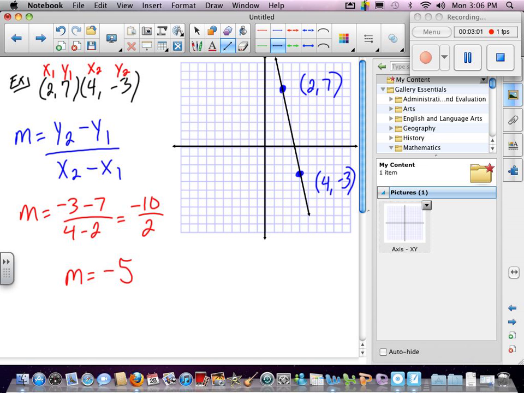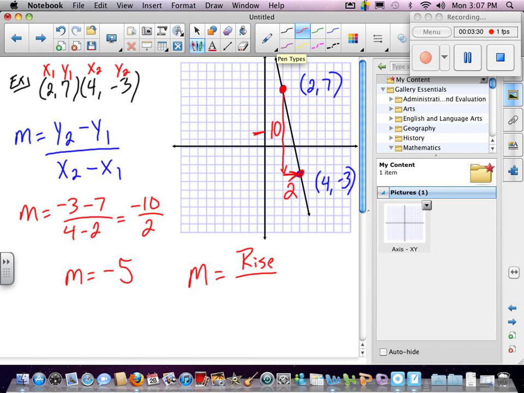Next thing we need to do is draw in our right triangle. We're going to start out at the leftmost point right there, and we're going to figure out how many spaces we go down, and then we'll figure out how many spaces we go over. If we count, it gives us 10, and since we're going down, it's going to be negative. If we look at our run, how much we go over, it's 2 spaces. So for this problem, in the rise over run, it would be -10 over 2, which is -5 when we simplify.